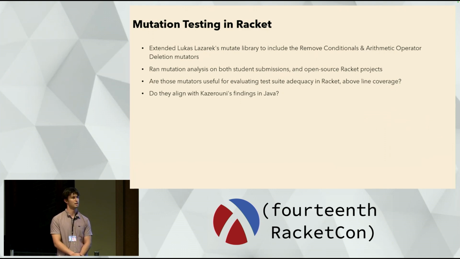So what we did is we ran mutation analysis on both student submissions and open source Racket projects. And we wanted to answer the question: are those mutators useful for evaluating test suite adequacy within Racket? And would it be beneficial for students, above line coverage? And as a sub-question, we wanted to ask, do our results align with Kazerouni's findings in Java? Is remove conditionals the most important mutator that we test?